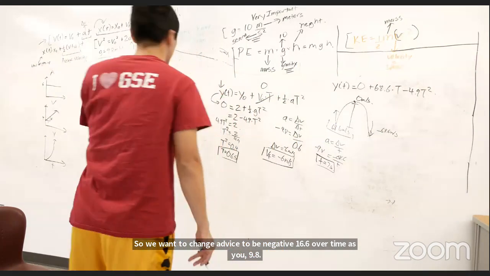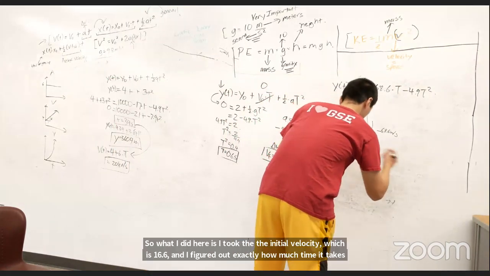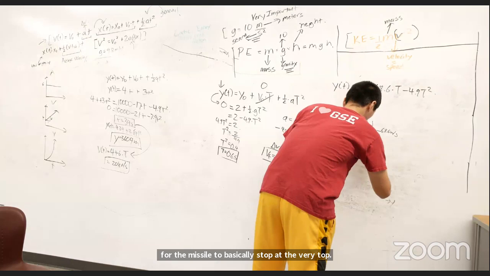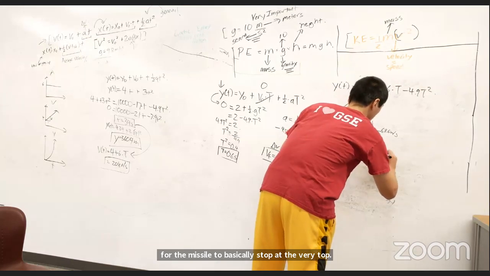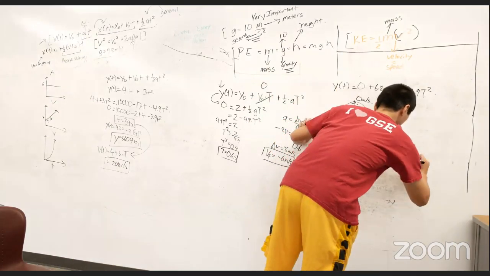All right, to figure out the distance, I'm actually going to use a different formula, one we haven't used so far. I'm going to use this one: x of t, or y of t, is equal to y naught plus 1/2 times (v plus v naught) times t.